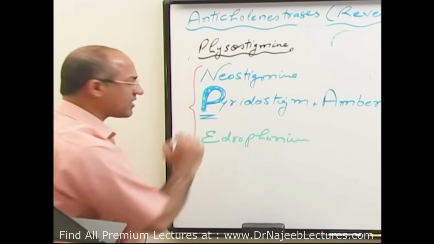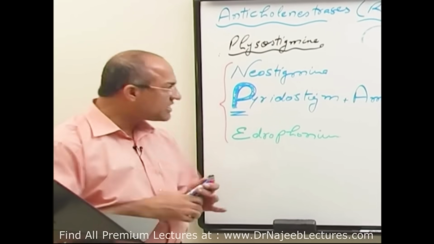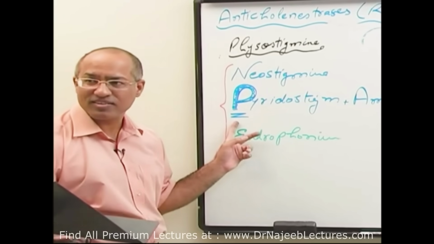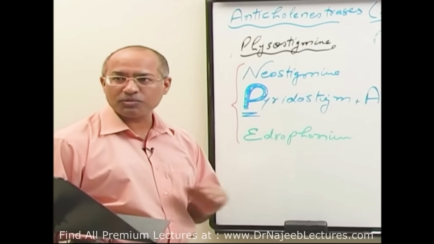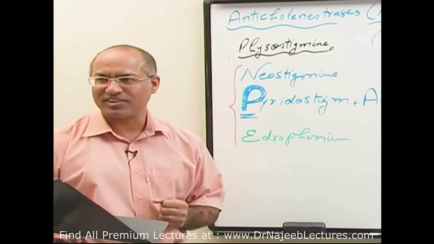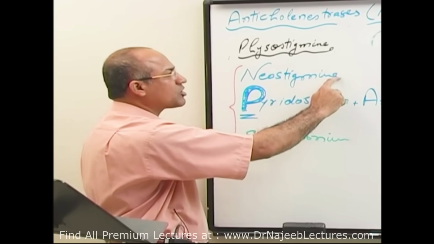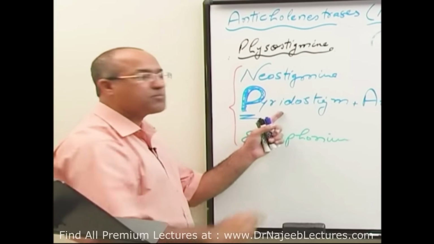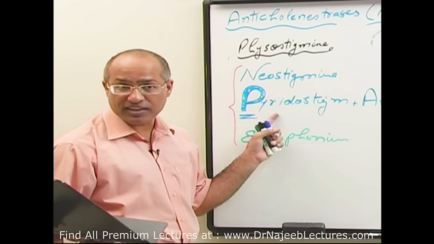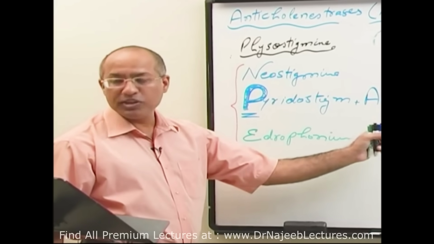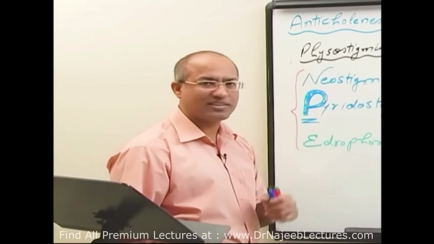This P stands for what? P stands for prolonged, not for other things. Pyridostigmine has a prolonged duration of action. Look, physostigmine is up to 2-hour action. Neostigmine is up to 2-hour action. Pyridostigmine may work up to 4 or 5 or 6 hours. It will keep on inhibiting the enzyme. And ambenonium may inhibit the enzyme for 4 to 8 hours.